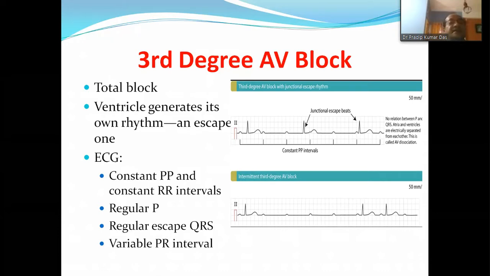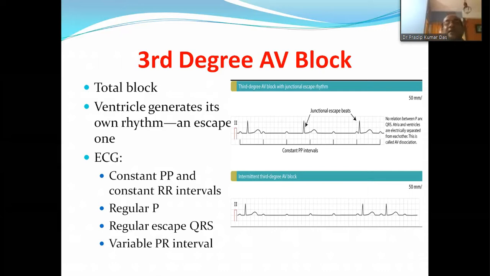The ventricle generally generates its own rhythm, and the ECG will show a constant PP. PP will be constant, RR will also be constant. That is, the atria is conducting in its own fashion, and the ventricle is not following it.